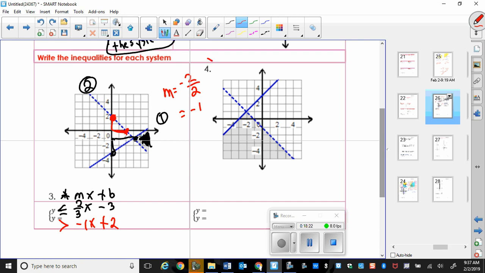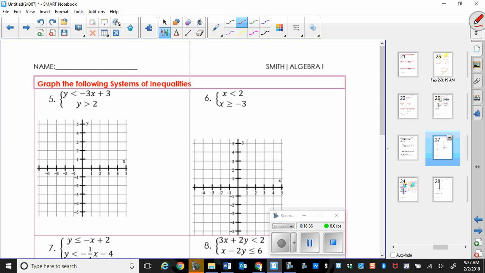I'll let you finish off with number 4. You're looking for your symbol. You're looking for m, and you're looking for b. Just make sure you drop down your x. Hope that was relatively straightforward for you. On the next page, number 5 and 6, I'm going to go over those with you.